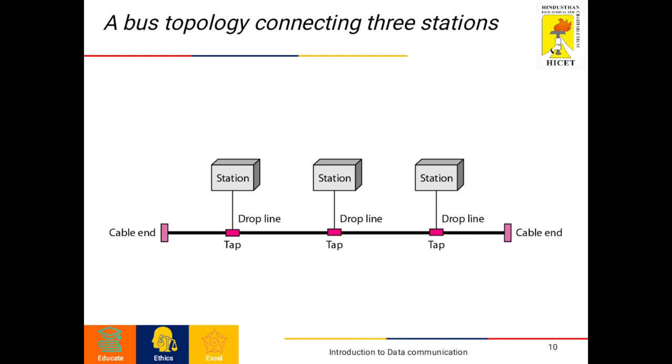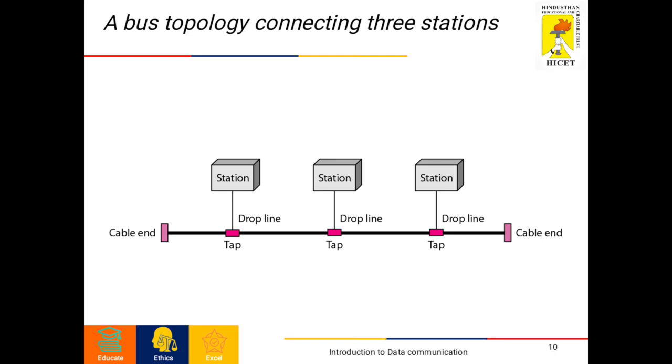Once again, in bus topology the nodes are connected to the bus cable by drop lines and taps. As the signal travels along the backbone, some of its energy is transformed into heat and it becomes weaker and weaker as it travels further. For this reason, we have to limit the number of taps and the distance between those taps.